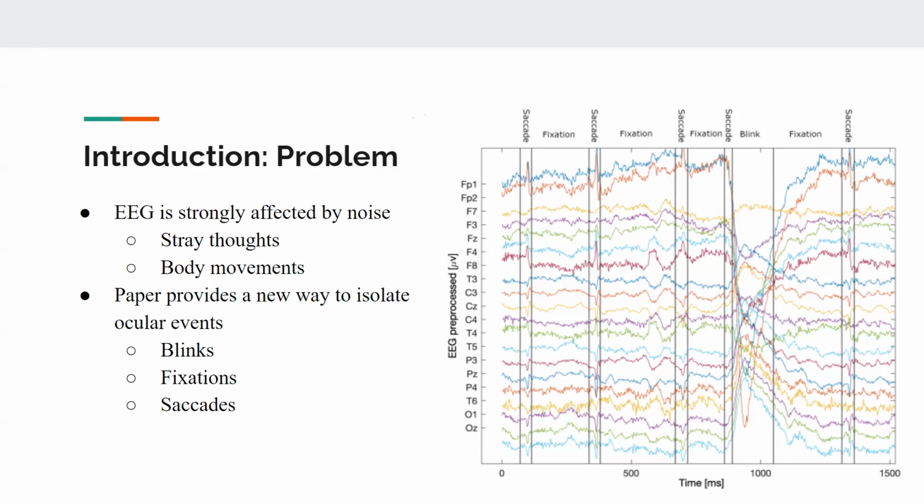And the paper provides a new way to isolate ocular events from this data. These ocular events include blinks, fixations, and saccades, just rapid eye movements.